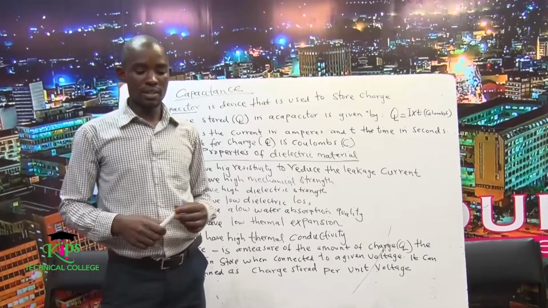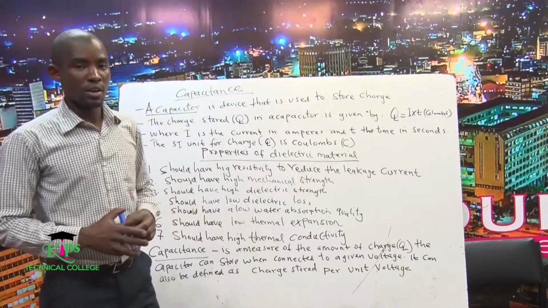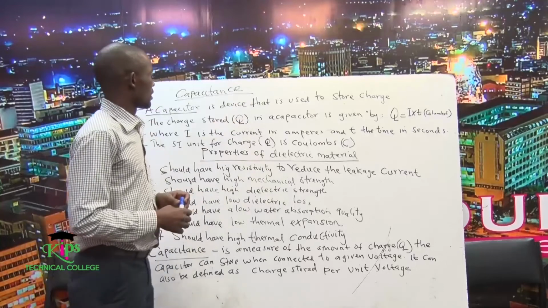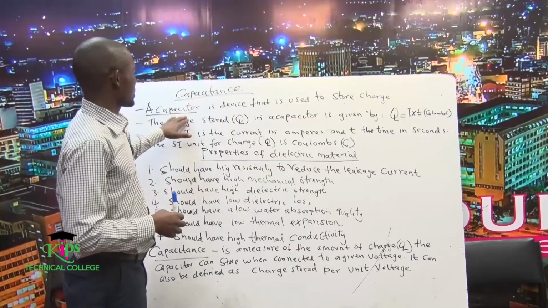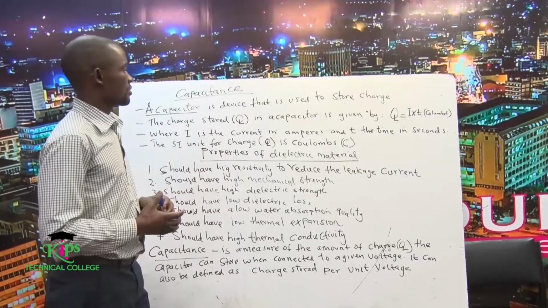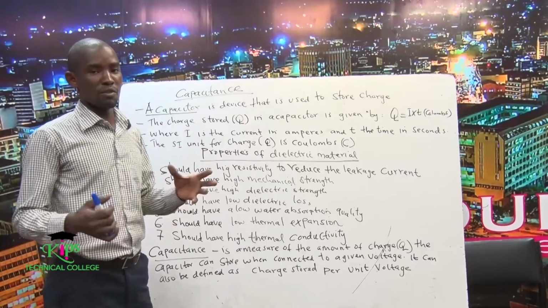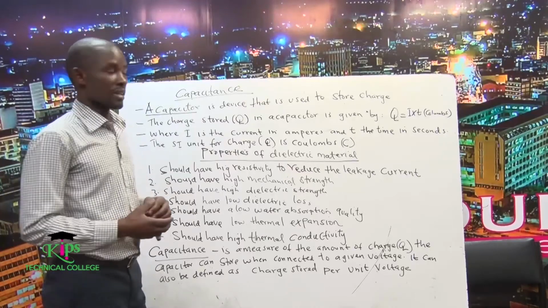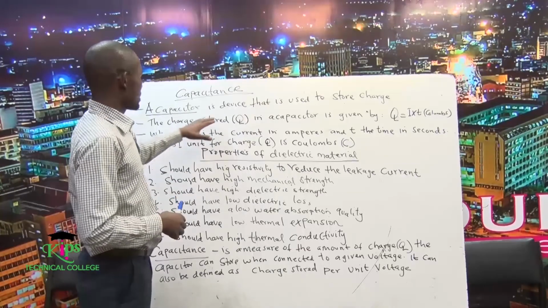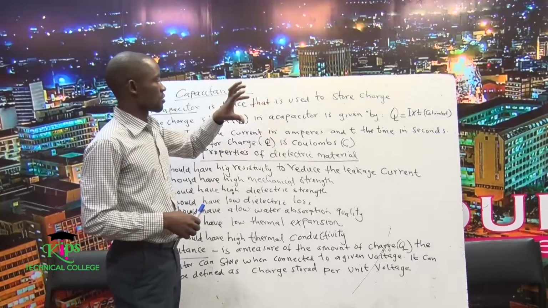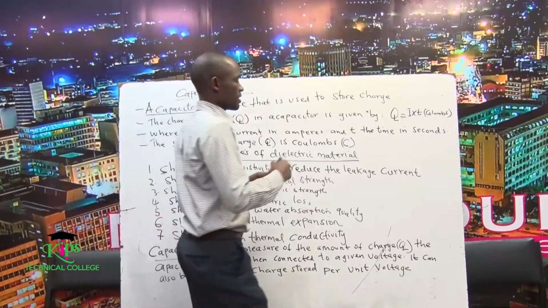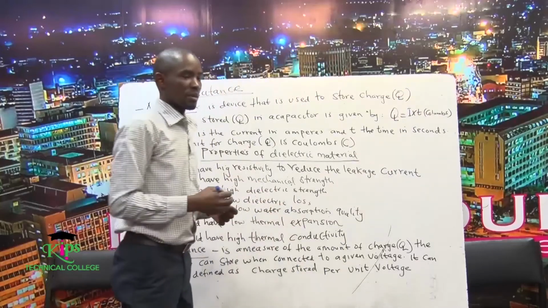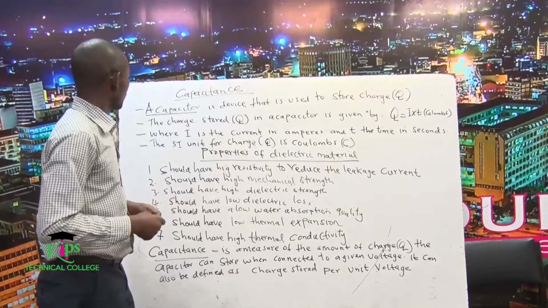We shall be discussing capacitance. A capacitor is a device that is used to store charge. Basically, before we talk about capacitance, we need to understand what a capacitor is. So we have said a capacitor is a device that is used to store charge. And remember, charge is denoted by capital Q, or sometimes by small q.